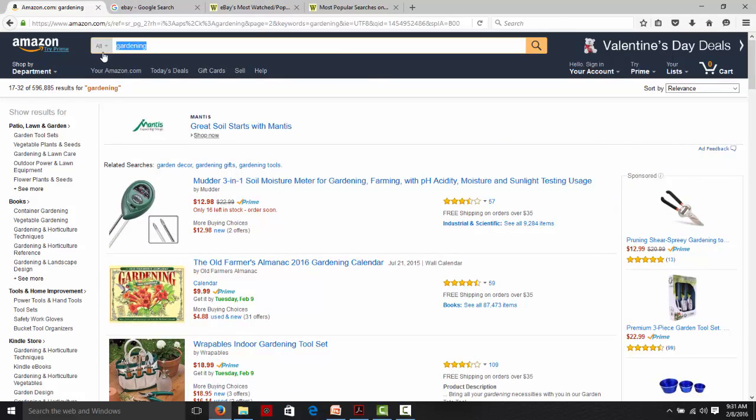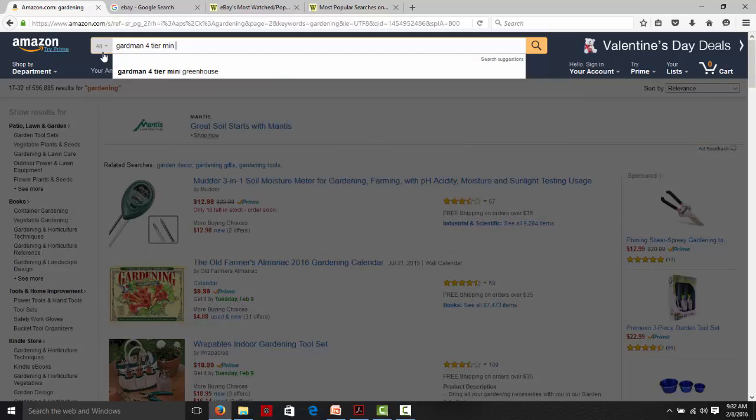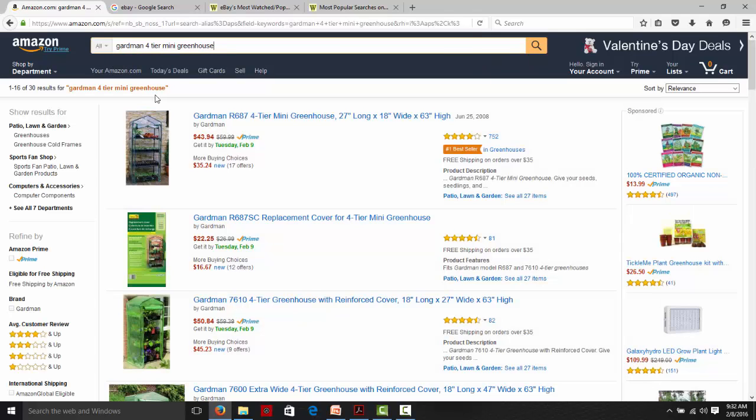For example, just browsing around, I found the Guardman 4-tier mini greenhouse. I'm going to type it here right now because I can't find it in the list. This was a product that I used to sell back in the day, and it was very successful. It was a bestseller, and it's a bestseller today, as you can see right here. It's a number one bestseller in the greenhouses category, and it's ideal for small backyards or homes where space is an issue. For example, you always want to find a problem and provide a solution.